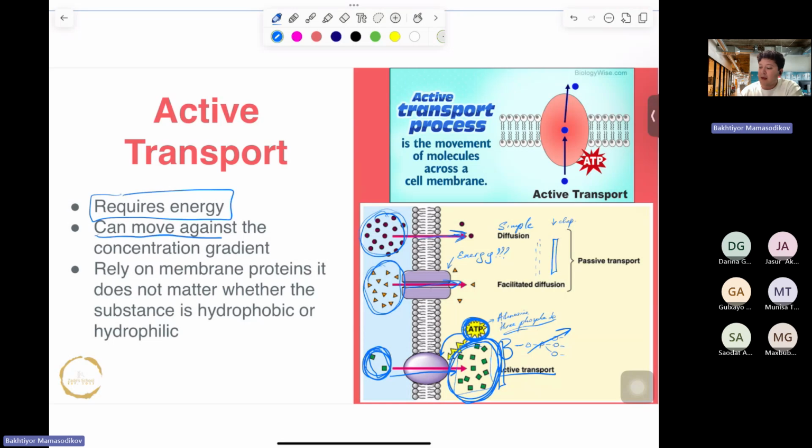This is important: they move against the concentration gradient, and they rely on membrane proteins. It doesn't matter whether the substance is hydrophobic or hydrophilic. If the substance is going from the lower concentration to the higher concentration, that means they use energy, okay?